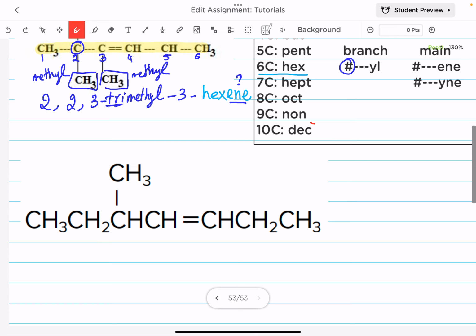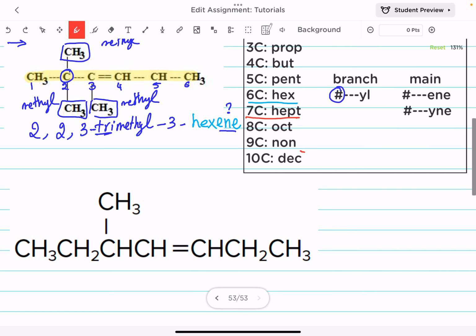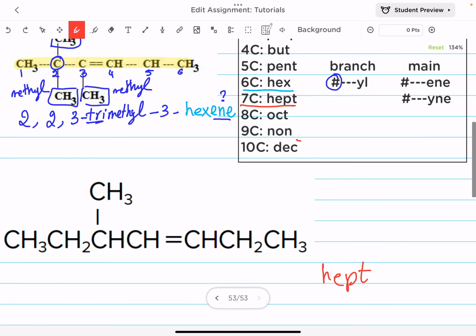Now, one more example. So we begin by counting the longest chain. 1, 2, 3, 4, 5, 6, and 7. We have 7 carbons, and 7 carbon means a hept. So we have a hept. Now, this is a double bond, so I'm going to say heptene. Now, where is this heptene? I need to put a number and locate this double bond.